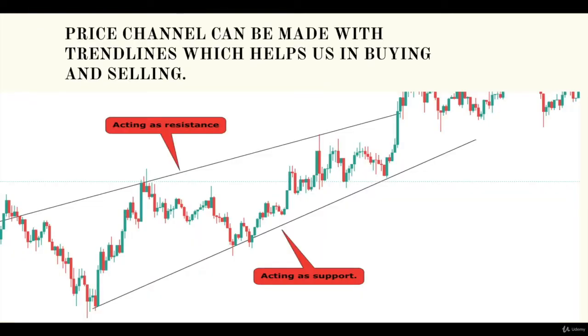Price channels can be made with trend lines, which helps us in buying and selling. Now previously what did I tell you, we need at least 2 taps for a valid trend line. We got 1 tap over here and another over here, which means this is a valid trend line. And we got 1 tap over here and another over here, so this is also a valid trend line. These channels can help us in buying and selling. We would buy at the support and we would sell at the resistance.